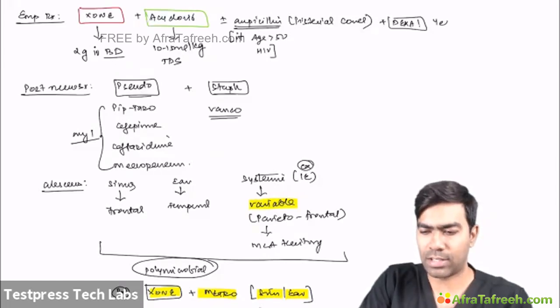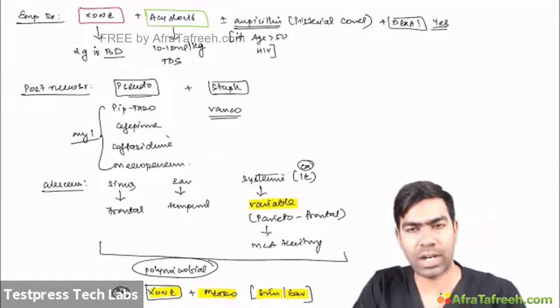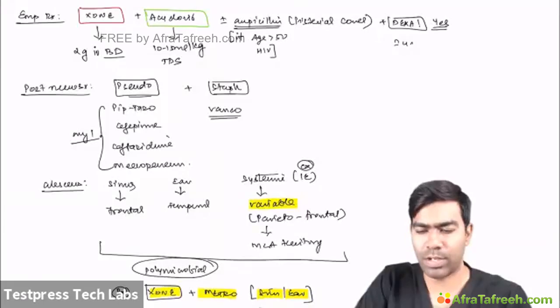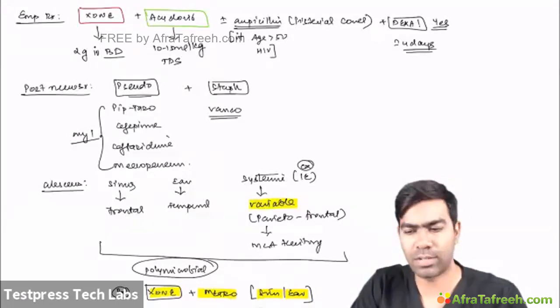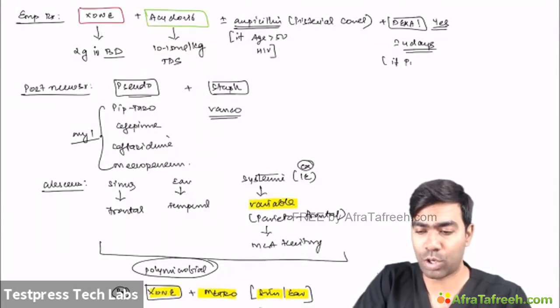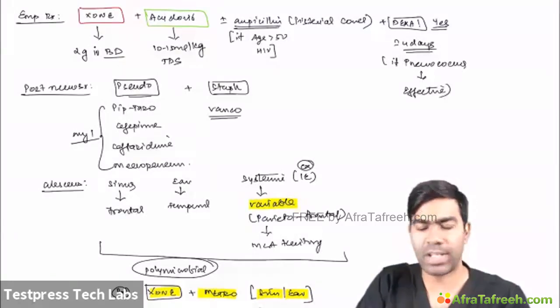Dexamethasone, answer is yes. So as an empirical treatment, we start with dexamethasone also. And how long you have to give dexamethasone? Usually you can give by approximately 4 days. 4 days of dexamethasone may be needed in acute bacterial meningitis. Most effective if it's pneumococcus. If it's pneumococcus, it's very effective to reduce the meningeal inflammation.